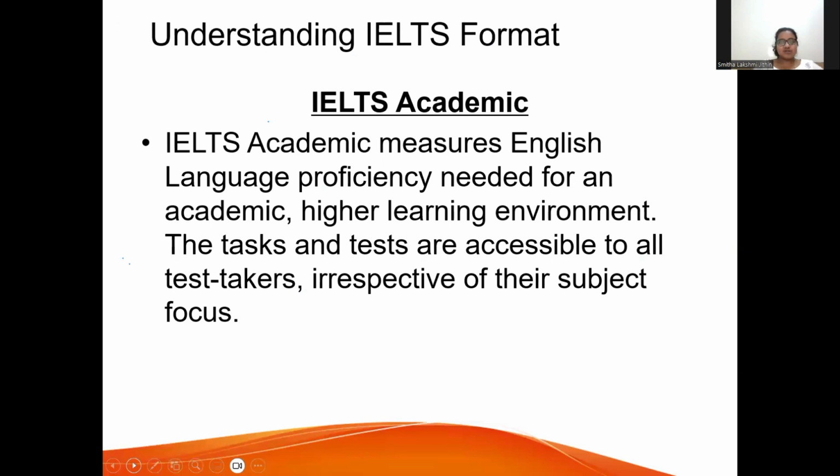I have already told you there are 2 modules: you can take either IELTS academic or IELTS general. So what is the purpose of taking IELTS academic? For example, if you are going abroad for studies, if you want to take a scholarship, or if you want to take your research outside to European countries, obviously you have to take academic. Those who are opting for English teaching abroad can also opt for academic. These are the 2 purposes that are fulfilled by IELTS academic.